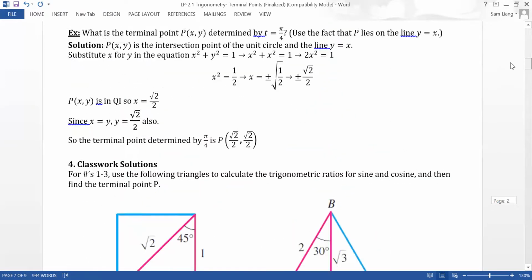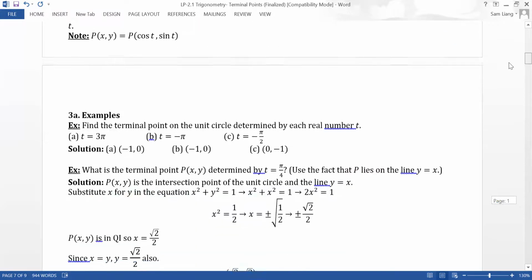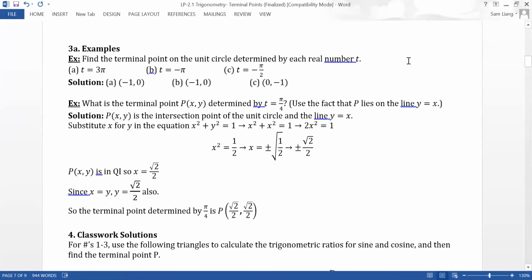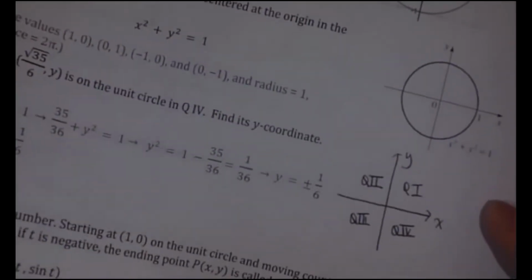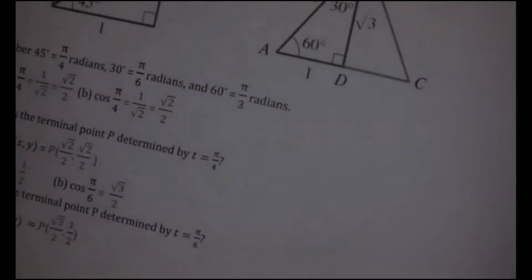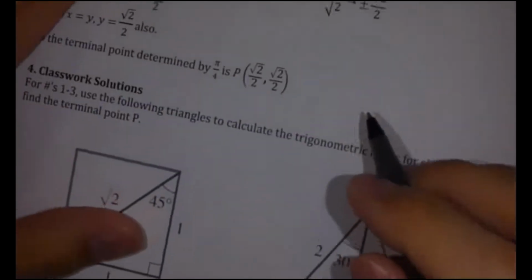All right, here we are. Here's this first example. Find the terminal point on the unit circle determined by each real number t. We have 3 pi, negative pi over 2. Let me get to the document camera for this. All right, hopefully you can see my document camera again. Let me change the page. All right, here's the question.